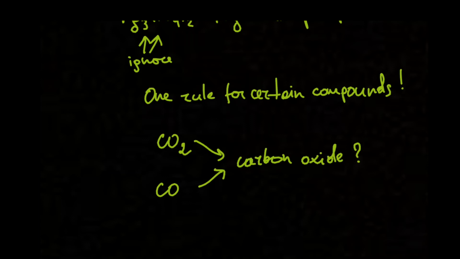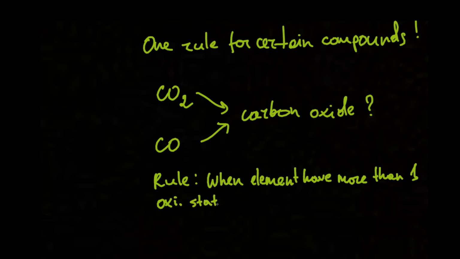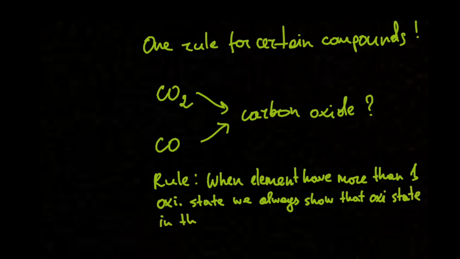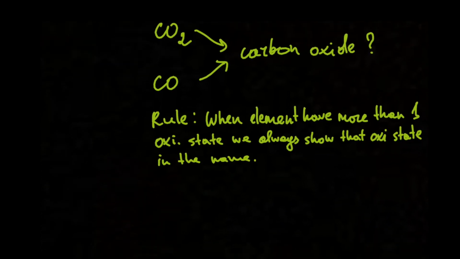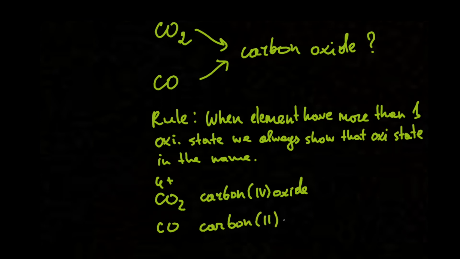The rule is, if we are naming elements that have more than one positive oxidation state, we always must write that oxidation state in the compound's name. The charge for carbon in CO2 is 4+. So the name of CO2 is carbon 4 oxide. And the name of CO is carbon 2 oxide, because the carbon charge in the molecule is 2+.